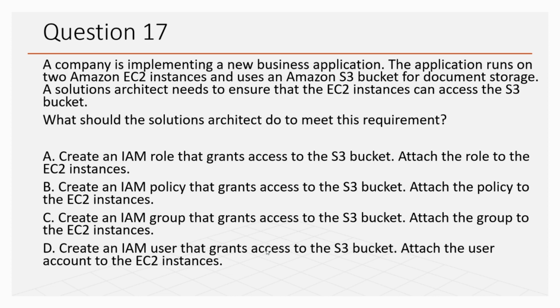So the options are: option A, create an IAM role that grants access to the S3 bucket, attach the role to the EC2 instances. Option B, create an IAM policy that grants access to the S3 bucket, attach the policy to the EC2 instances. Option C, create an IAM group that grants access to the S3 bucket, attach the group to the EC2 instances. And option D, create an IAM user that grants access to the S3 bucket, attach the user account to the EC2 instances. Now let's see what the correct option is.